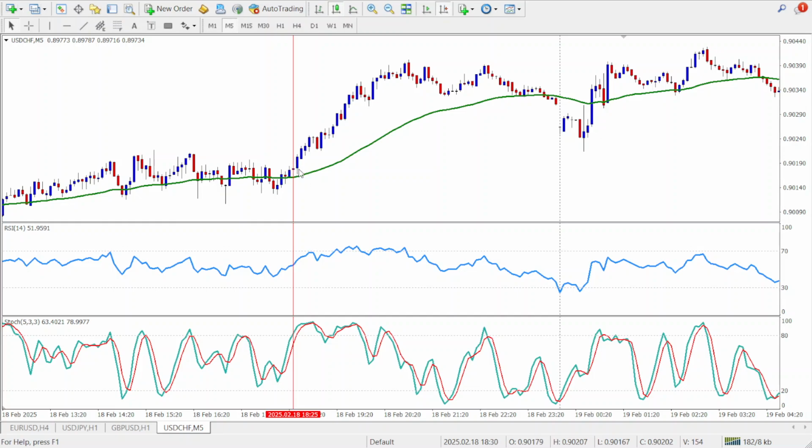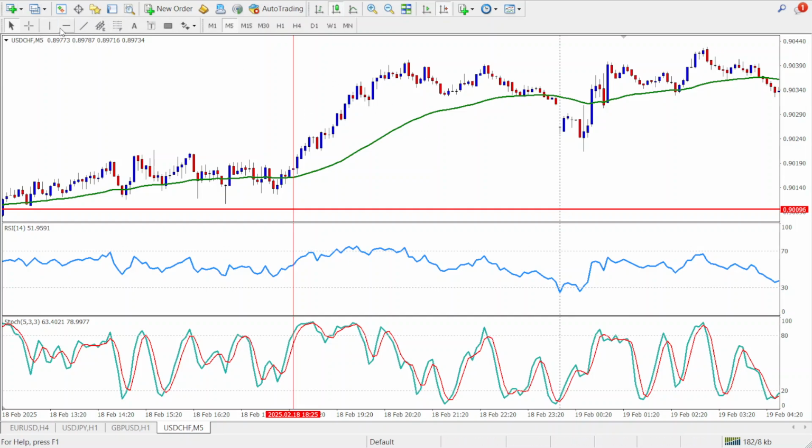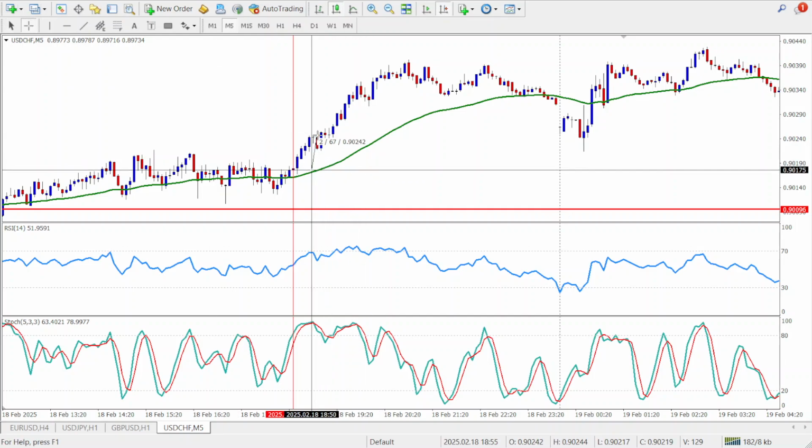You can then enter a long position. You place your stop loss just below the recent swing low, and that's going to be somewhere around here. And then your take profit target is a small but realistic number of pips away. So you can be targeting perhaps around 5 to 10 pips. Ensure that it is not less than your stop loss target.